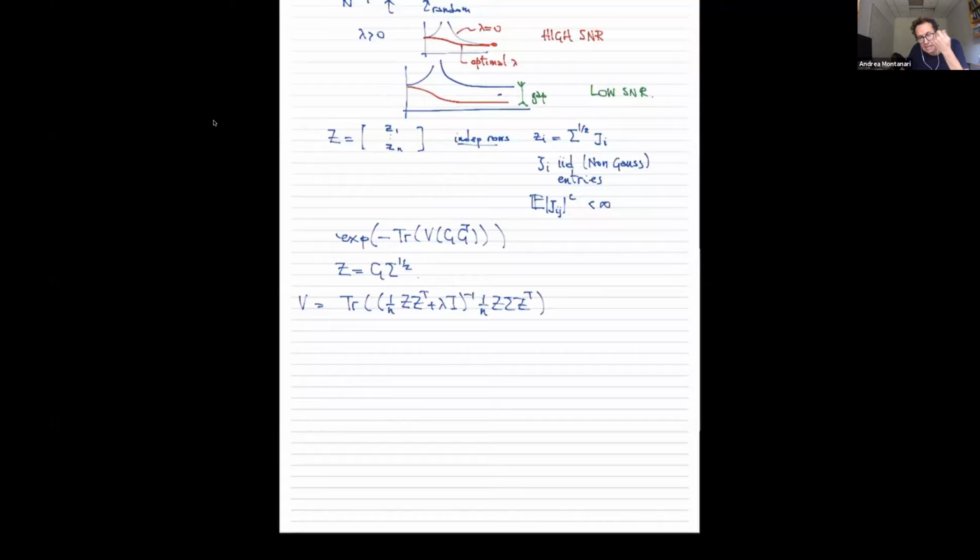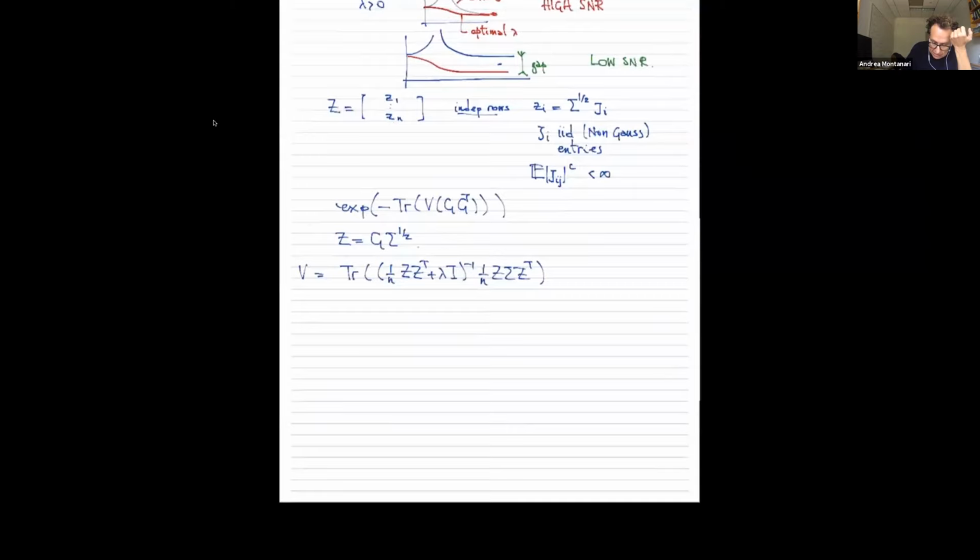Now, this doesn't depend uniquely on the eigenvalues. Normally in random matrix theory, one focuses on the eigenvalues of Z Z transpose, but this object doesn't depend just on the eigenvalues. If this matrix wasn't there, then this would be just a function of the eigenvalues. But now this matrix is there, so what you get is something that depends both on the eigenvalues and on the eigenvectors.